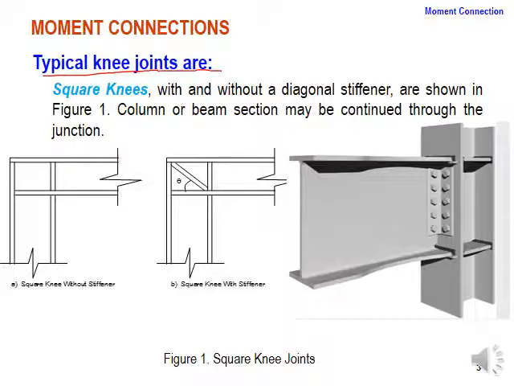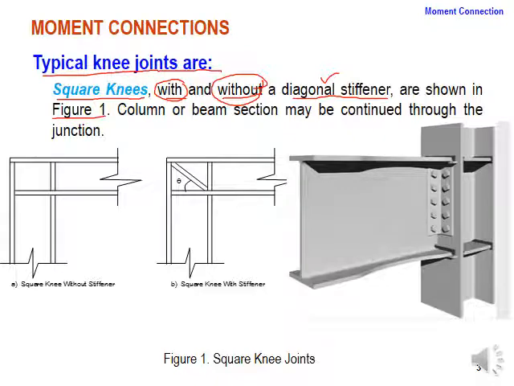Typical knee joints: first of all, we will discuss the square knees. This is the very typical and most practically used type of knee joint within rigid frames. You can provide it with a diagonal stiffener or without a diagonal stiffener, depending upon the requirement. We will see the condition of whether our square knee joint requires a diagonal stiffener or not. If it is required, then it will be the square knee with the diagonal stiffener. If it is not required, then we provide the square knee without the diagonal stiffener. Those are shown in the figure.